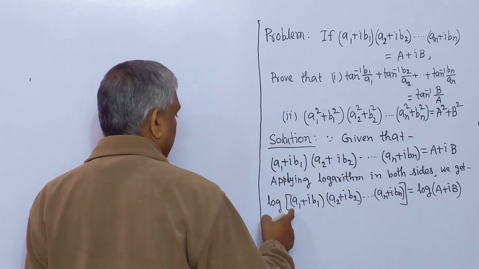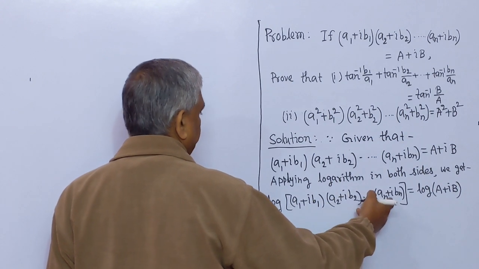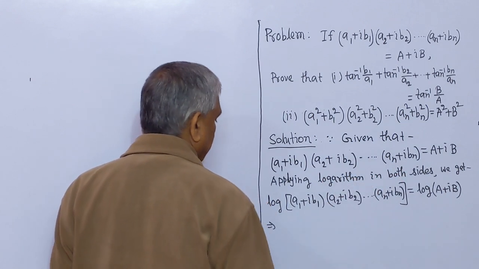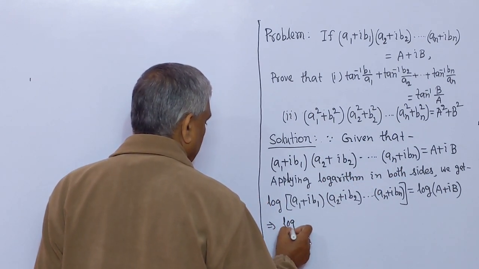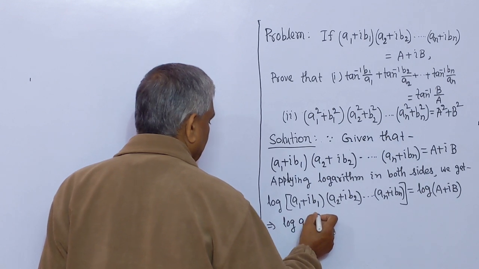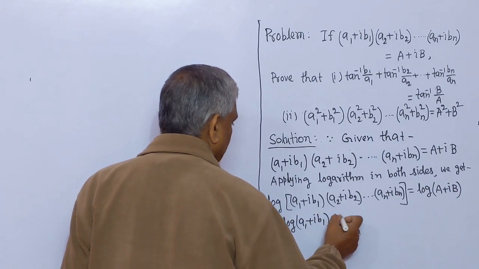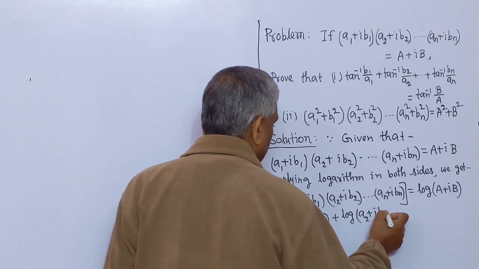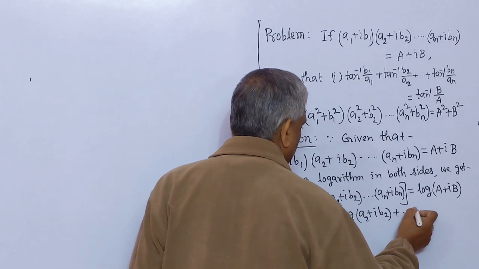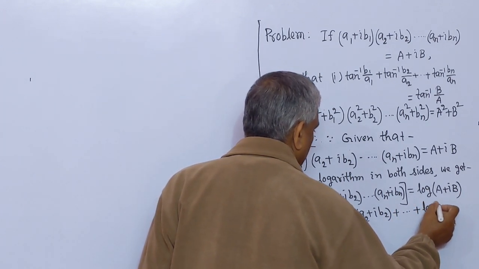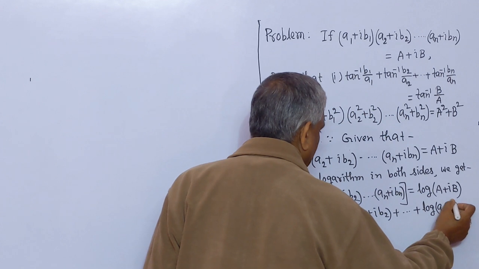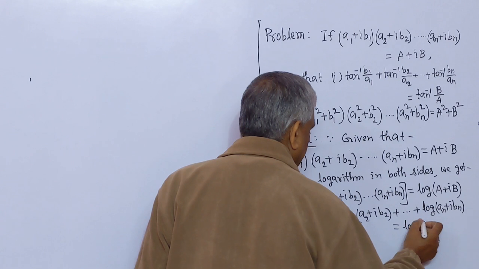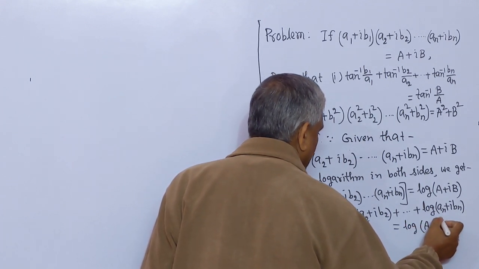Implies that log of m into n equals log m plus log n plus dot dot dot. This is log (a1 + i b1) plus log (a2 + i b2) plus dot dot dot plus log (an + i bn), and this is equal to log (capital A + i capital B).